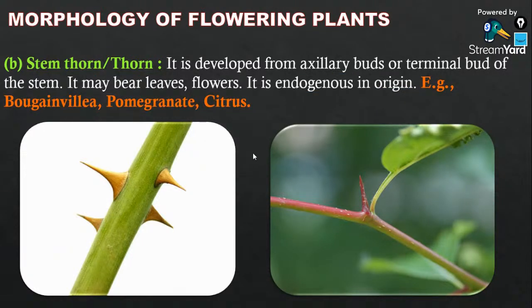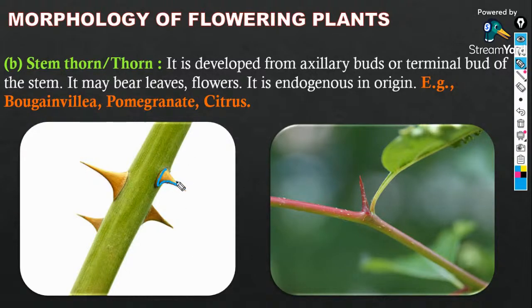Okay. The question for your NEET exam may come like, thorns in citrus are modified dash: root, stem, leaves, flowers. What is the answer? Yes, it is the modified stem. Clear? So, guys, this is the stem thorn.